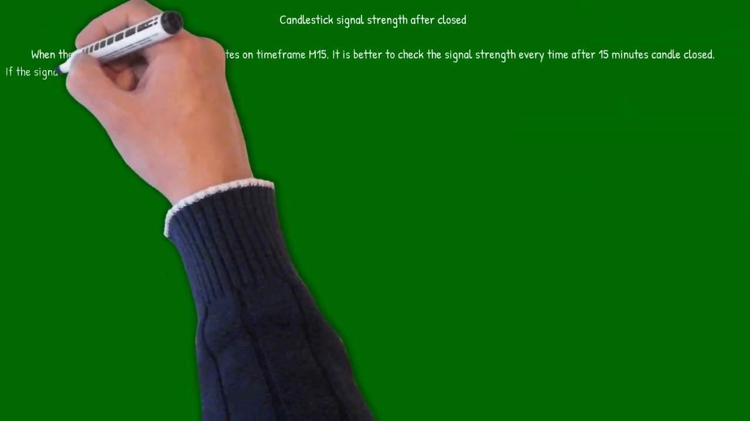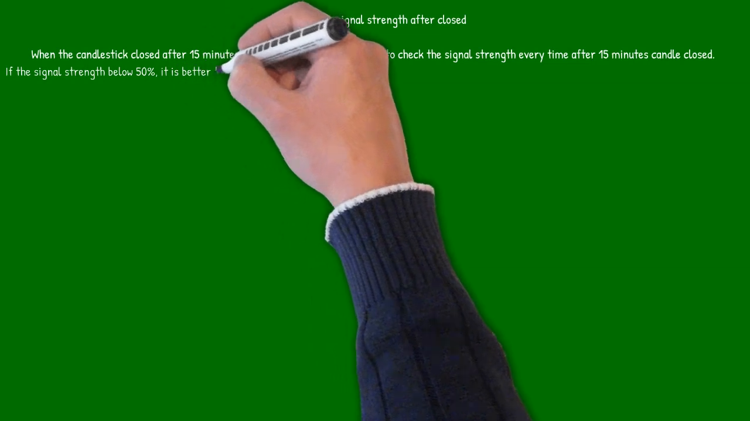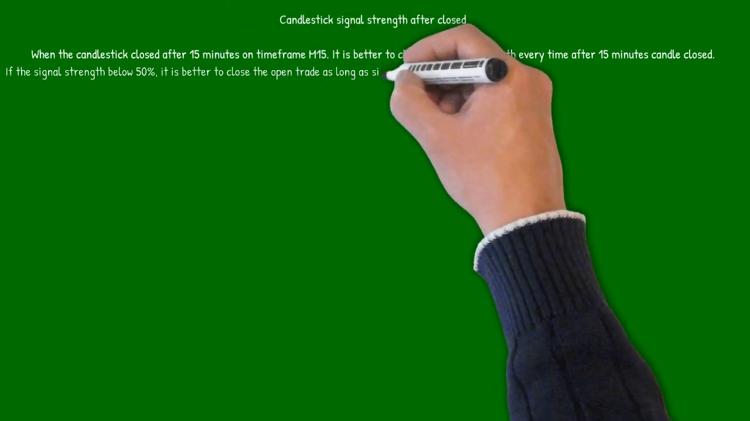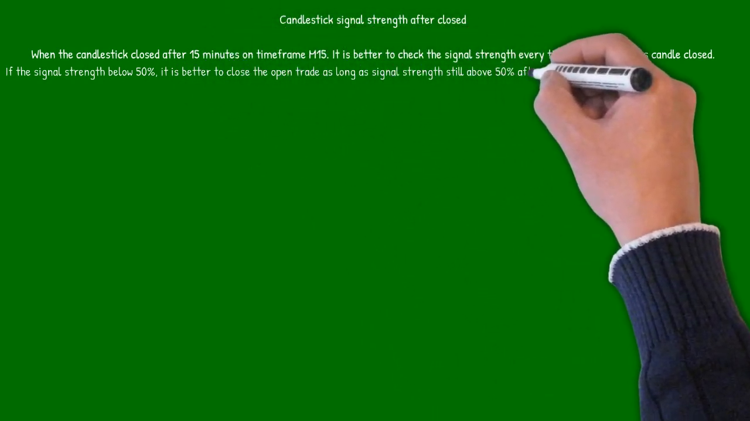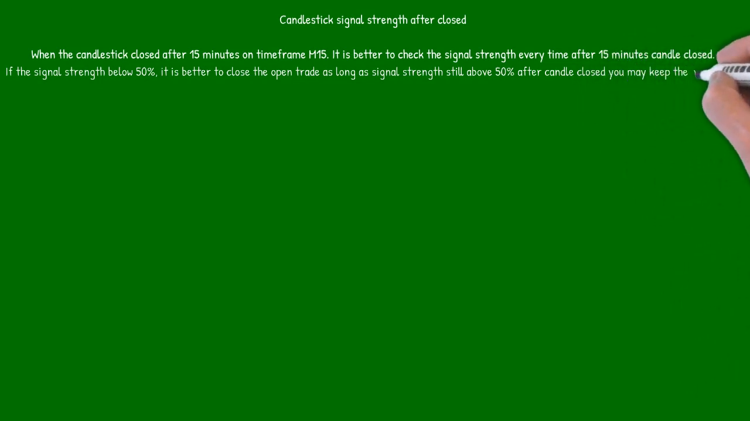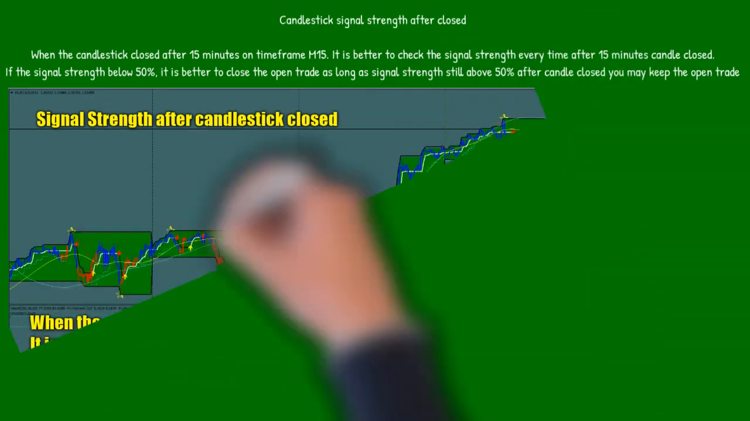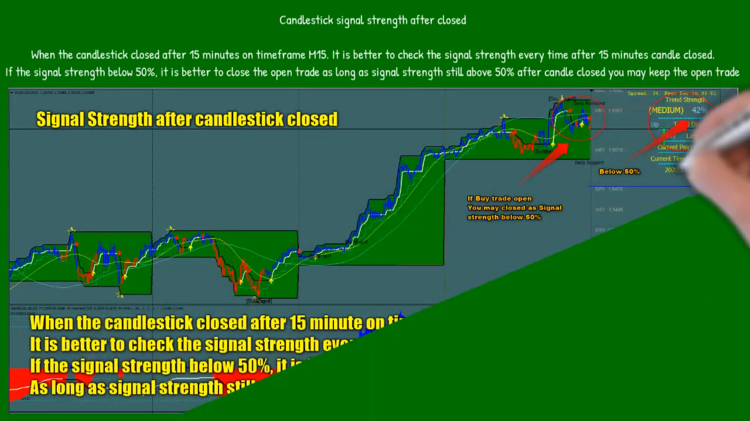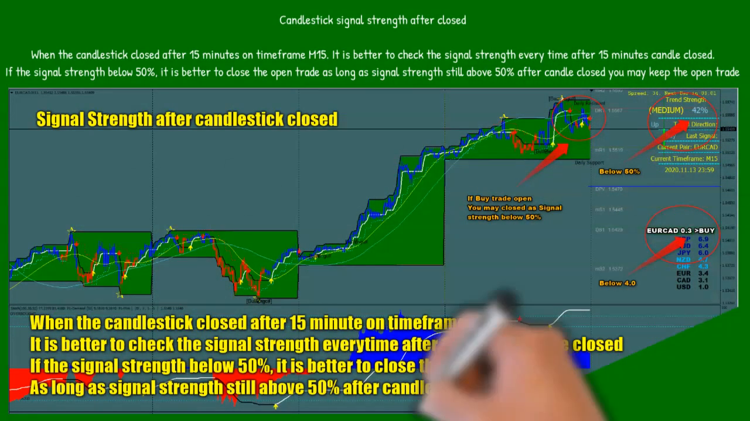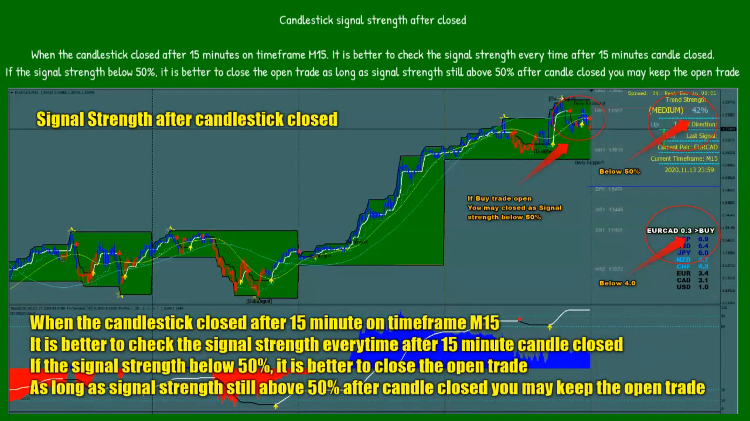Candlestick signal strength after close. When the candlestick closes after 15 minutes on timeframe M15, it is better to check the signal strength every time after the 15 minutes candle has closed. If the signal strength is below 50%, it is better to close the open trade. As long as the signal strength is still above 50% after the candle closed, you may keep the open trade.